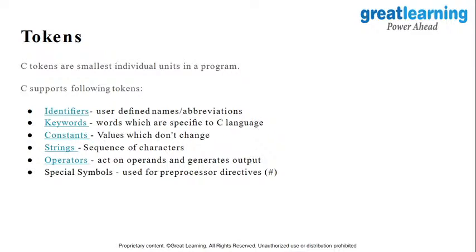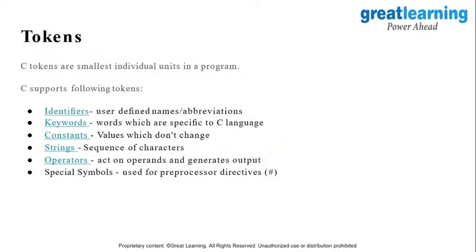What are identifiers? Basically the names that we use. What are keywords? In the C language we have multiple keywords, right? Void, return, getch. These are all keywords. Constants are those whose value won't change.